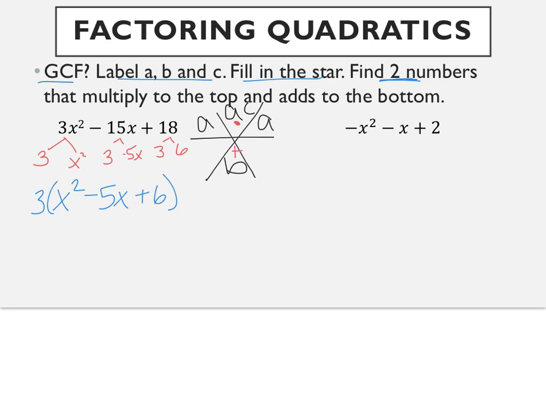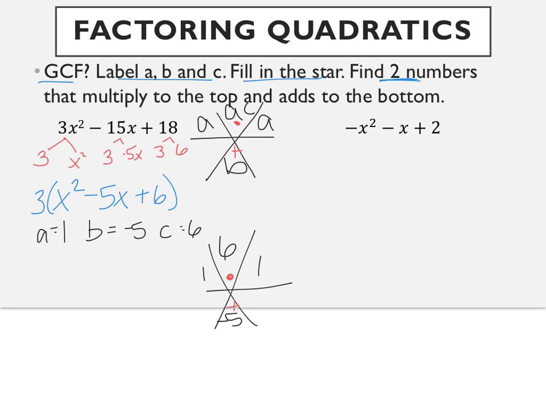So now that I pulled out the greatest common factor, I want to label A, B, and C. A, B, and C are now going to be what's left over, so I just have 1, negative 5, and 6. So I'm going to fill in the star. I have 1 times 6 on top, which is 6, negative 5 on the bottom, and 1 on the two sides. So remember, we want to find two numbers that will multiply to 6 but add to negative 5.